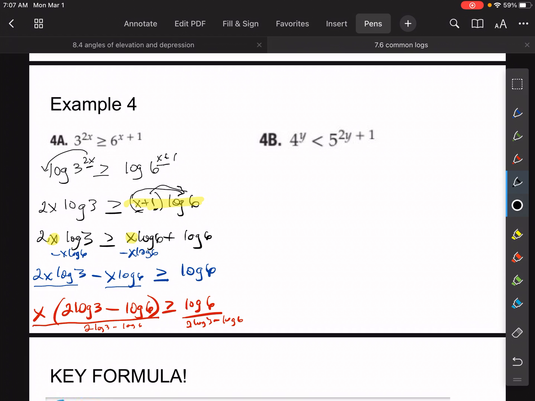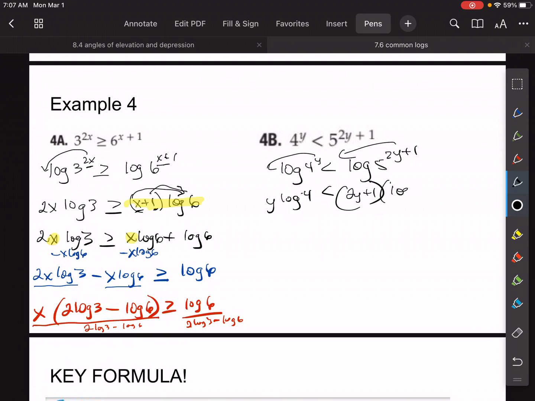Okay, so for 4B, we're going to start the same way as we did before. So we have log 4^y is less than log 5^(2y+1). We're going to pull these exponents out front, right? So this is y log 4 is less than (2y + 1), I guess I should put those in parentheses, times log 5. Okay, so then I get y log 4 is less than 2y log 5 plus log 5.